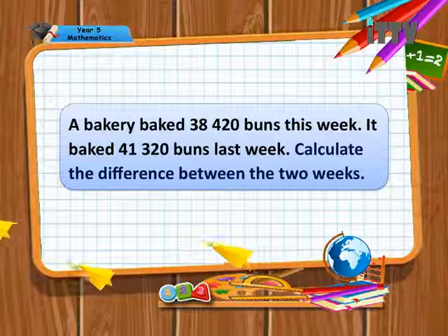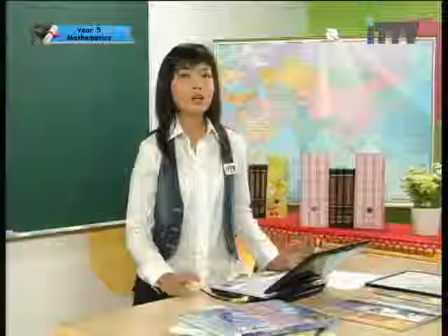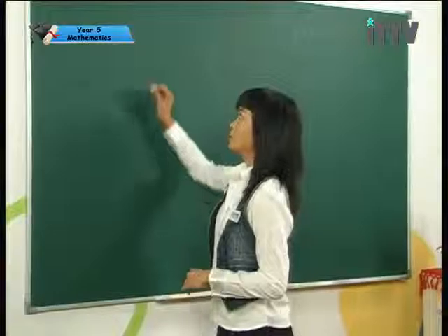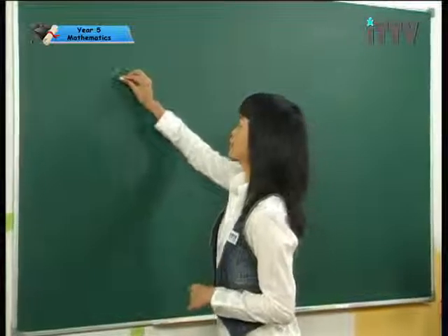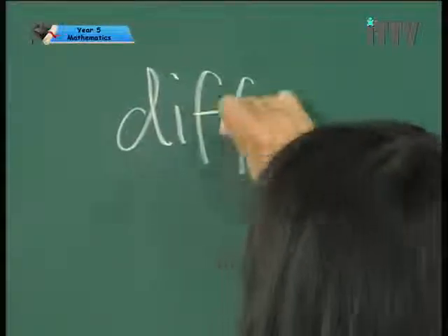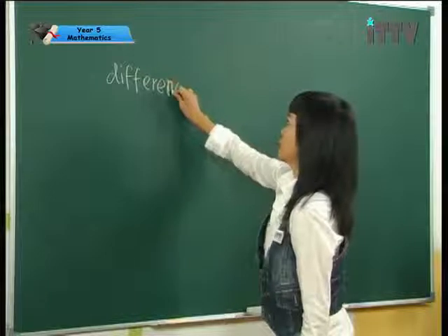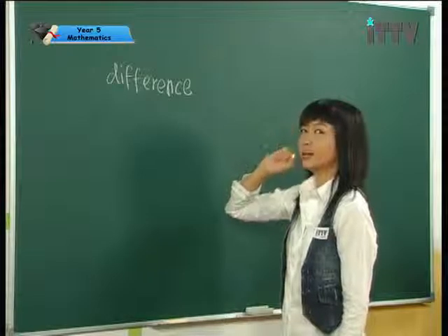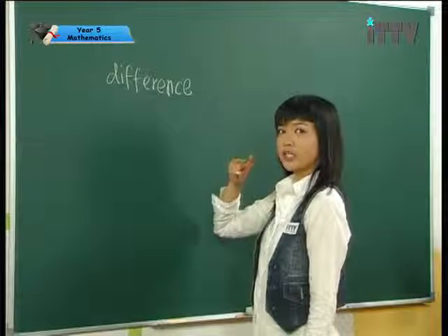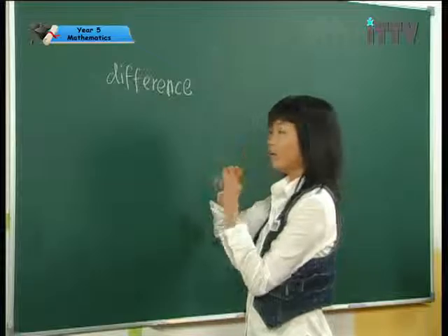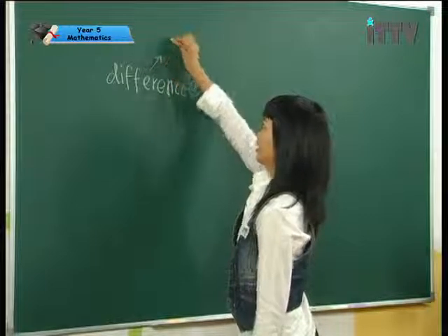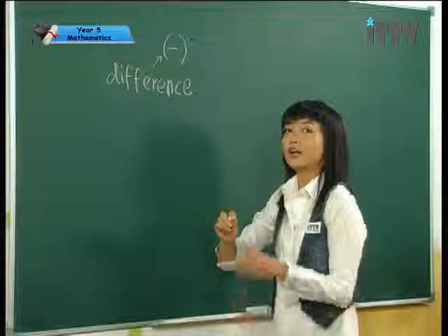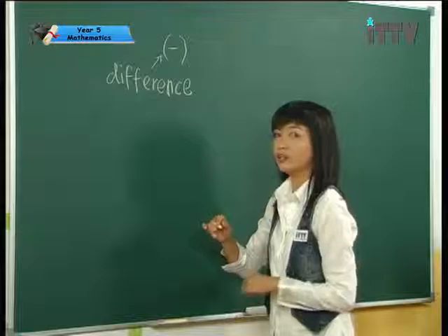Now let's try to solve this on the board. First we have to understand the question. What is it asking for? Calculate the difference. This is our keyword. When you see the word difference, it should ring an alarm in your head to use which operation? Plus, minus, divide, or multiply? Minus. So we should have a bigger number minus a small number.